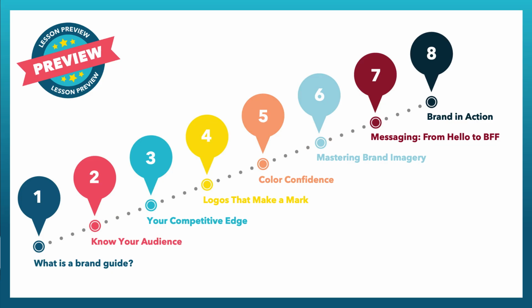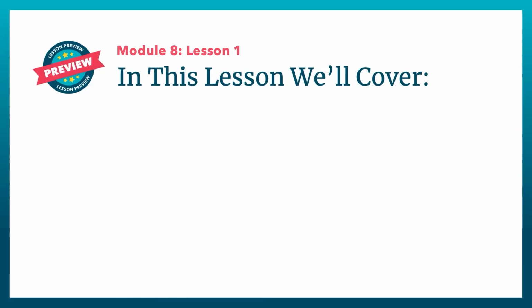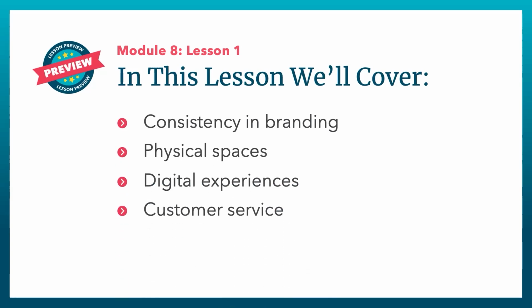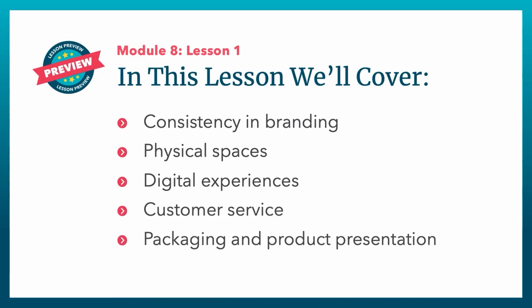And in this module, we are talking about the real-world things that impact how your brand is perceived. Things like your website, customer experience, and even the vibe of your physical space if you have a brick and mortar location. Are you ready? Let's go! The roadmap for this lesson is the importance of brand consistency, physical spaces, digital experiences, customer service experiences, and packaging and product presentation.